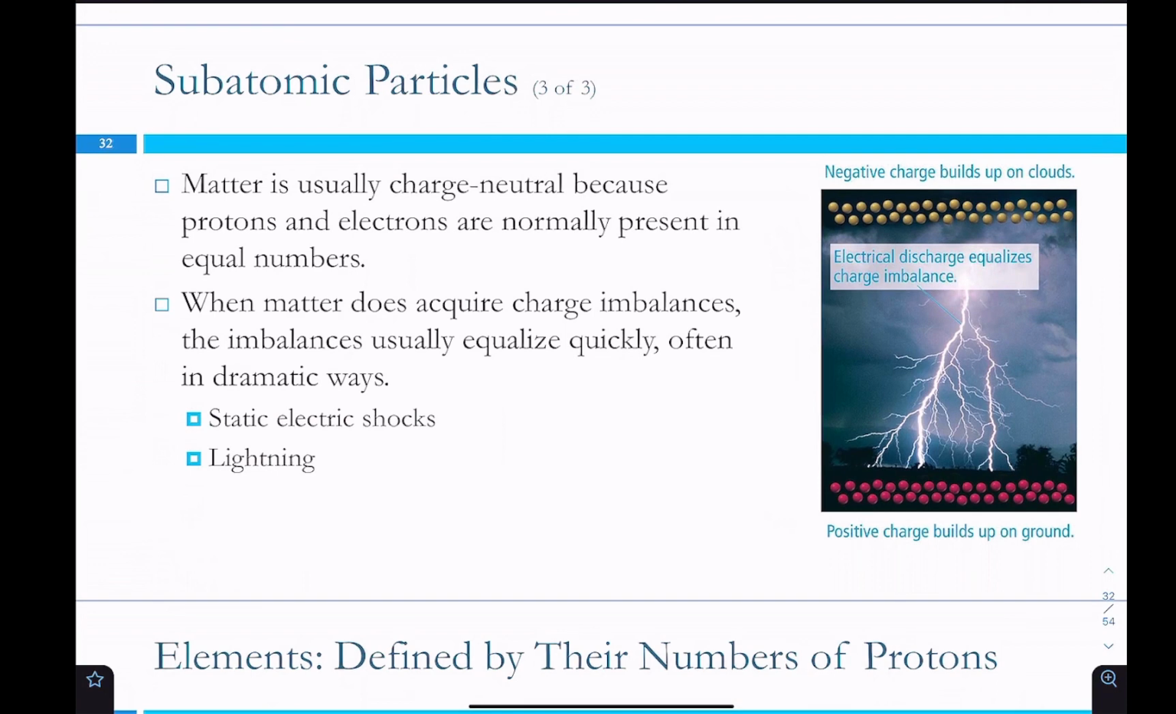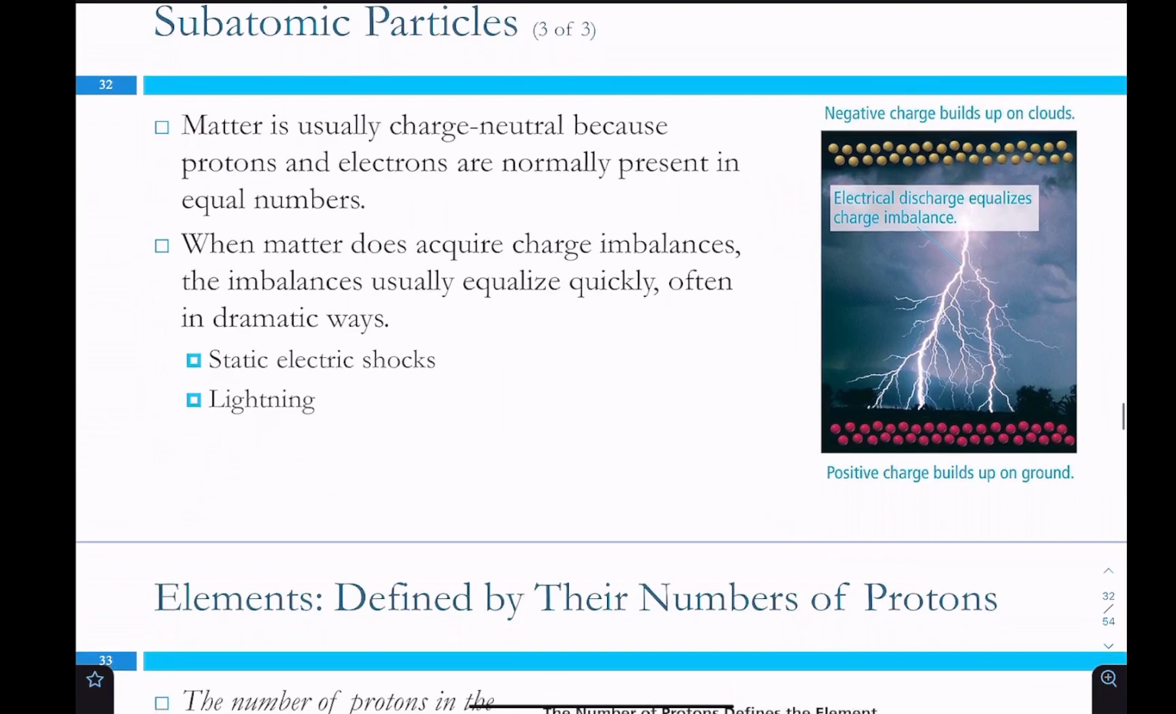And this is a really important point, because matter is usually charge neutral, because the protons and electrons are normally present in equal numbers for like everything. When this falls out of balance, the matter will sometimes violently try to correct it by exchanging electrons. Static electric shocks are one example, or lightning is another example. There's a huge charge imbalance between the particles in clouds and the ground. That charge will be balanced by a lightning strike. And it's differences in charges that drive a lot of reactions too.